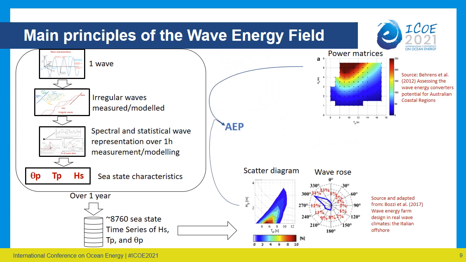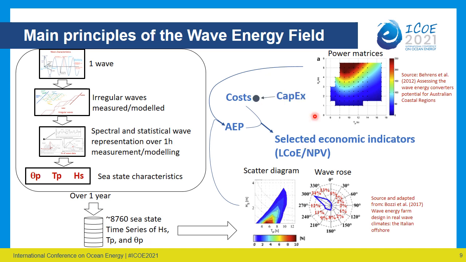You need to consider that this AEP and the potential error in its estimation is used with the cost to calculate the selected economic indicators, including the levelized cost of energy, LCOE, and the net present value, NPV. But these are often based on the capital expenditure and the operational expenditure, which are very difficult to obtain for each WEC, either due to lack of experience or to confidentiality matters.